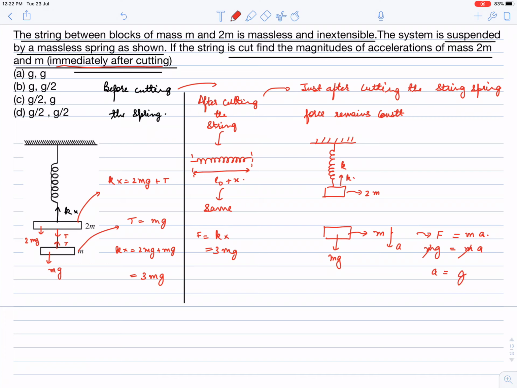Similarly, see it for the upper block: kx acts upward, 2mg acts downward, so that it goes up with an acceleration a. For it, net force would be mass into acceleration. kx minus 2mg is mass 2m into acceleration a. 3mg minus 2mg is 2ma. Calculating a from here, a comes out to be g by 2. So the upper block rises up with an acceleration of g by 2, while the lower block goes down with an acceleration equal to g, given by option C. That's the answer.